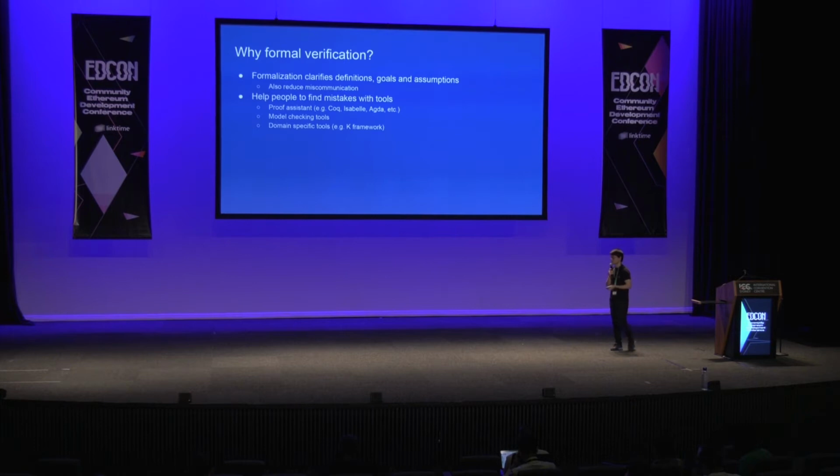And in most cases, formal verification is performed with tools. There are a lot of tools to do formal verification, including general-purpose interactive theorem provers like Coq and Isabelle, and domain-specific tools like the K framework. And this helps you to find bugs because a machine can check automatically whether the proof is correct or not.